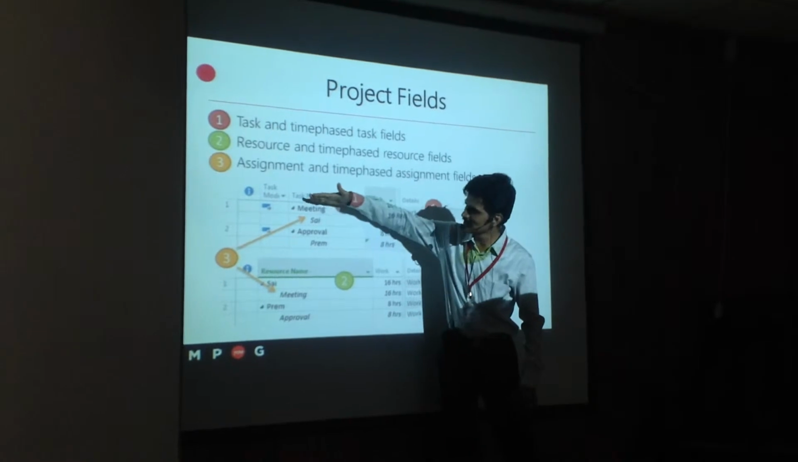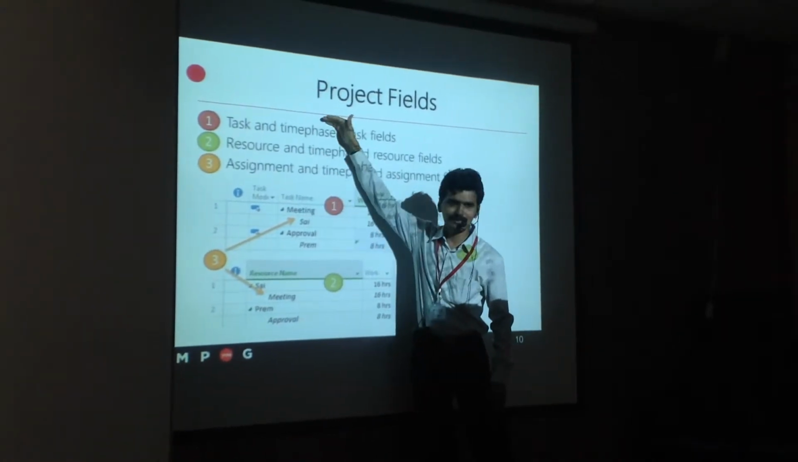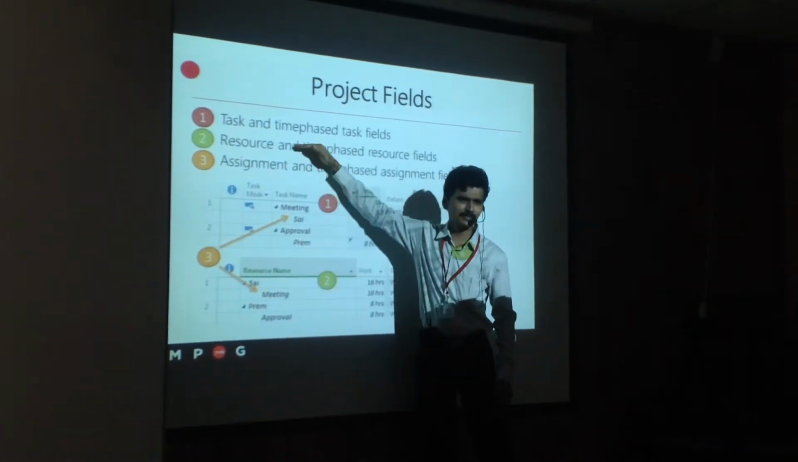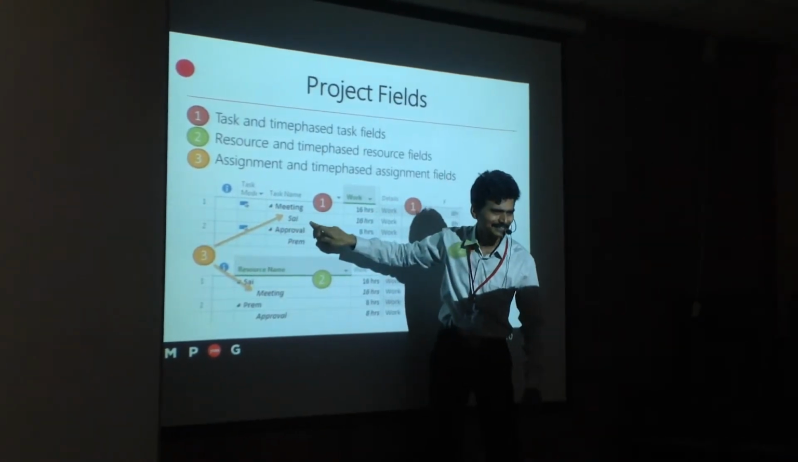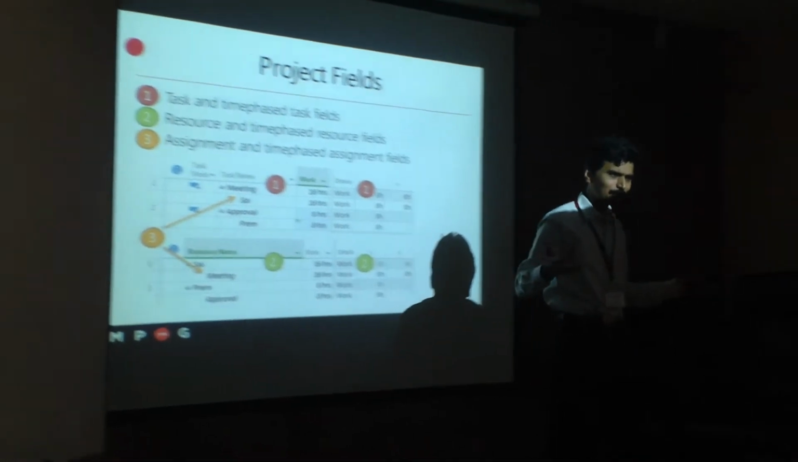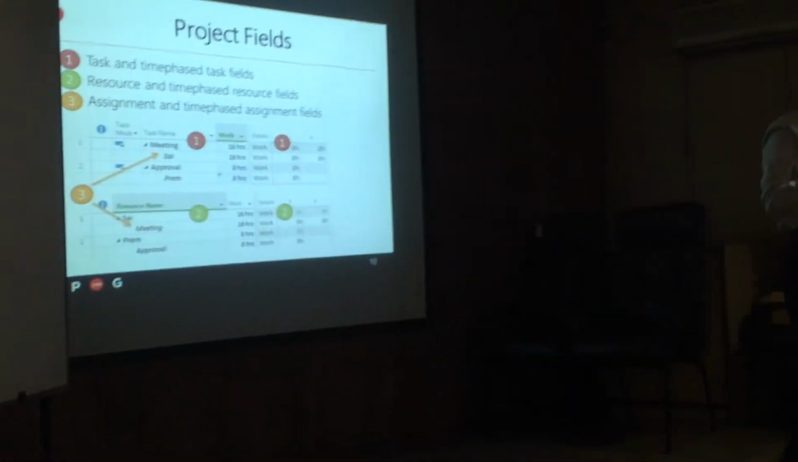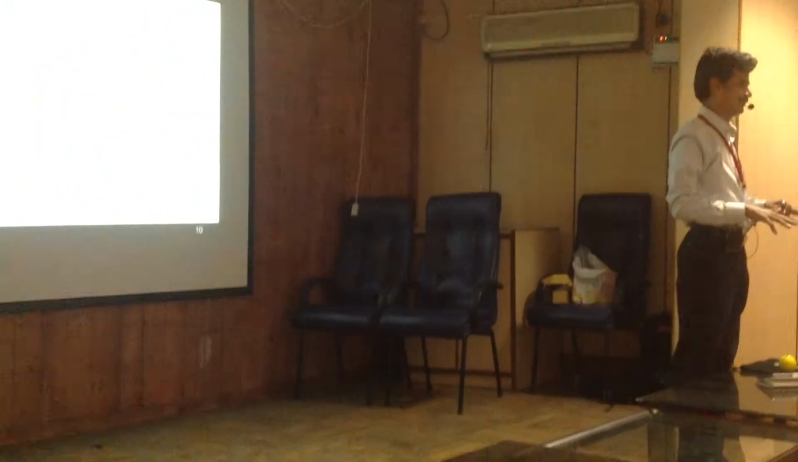So in both the cases, the first row represents either task, here the first row represents the resources. Within task and resources, you have some assignments. I hope all of you are clear. Please note this data is what is stored in your NPP file.